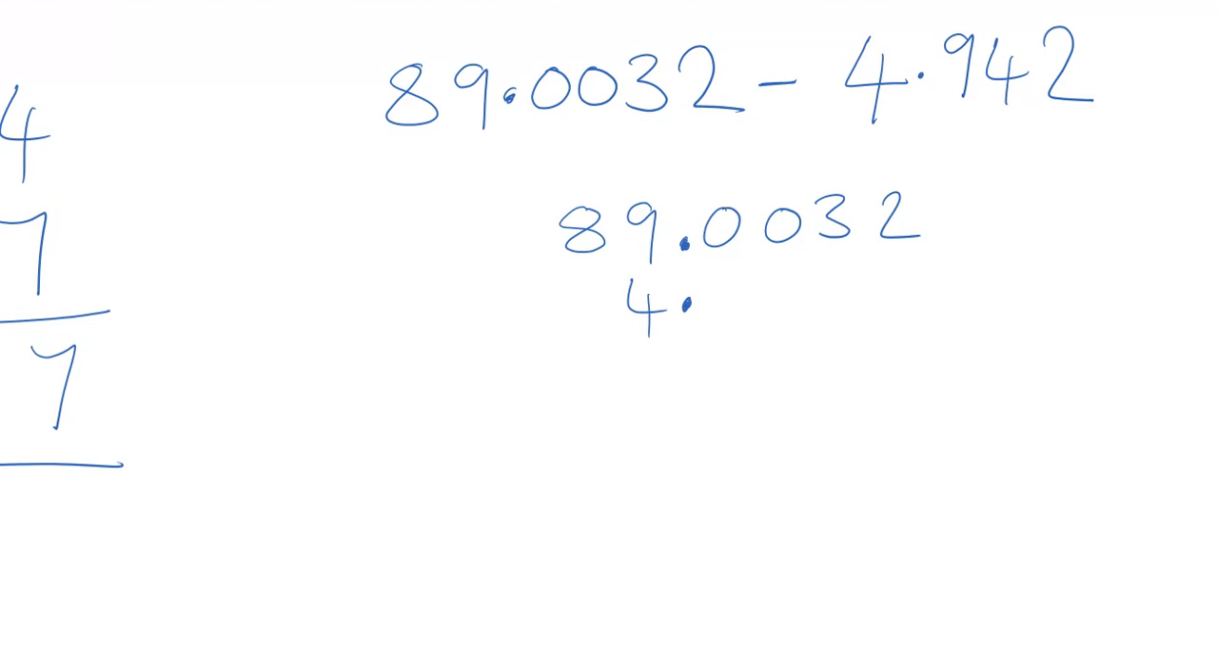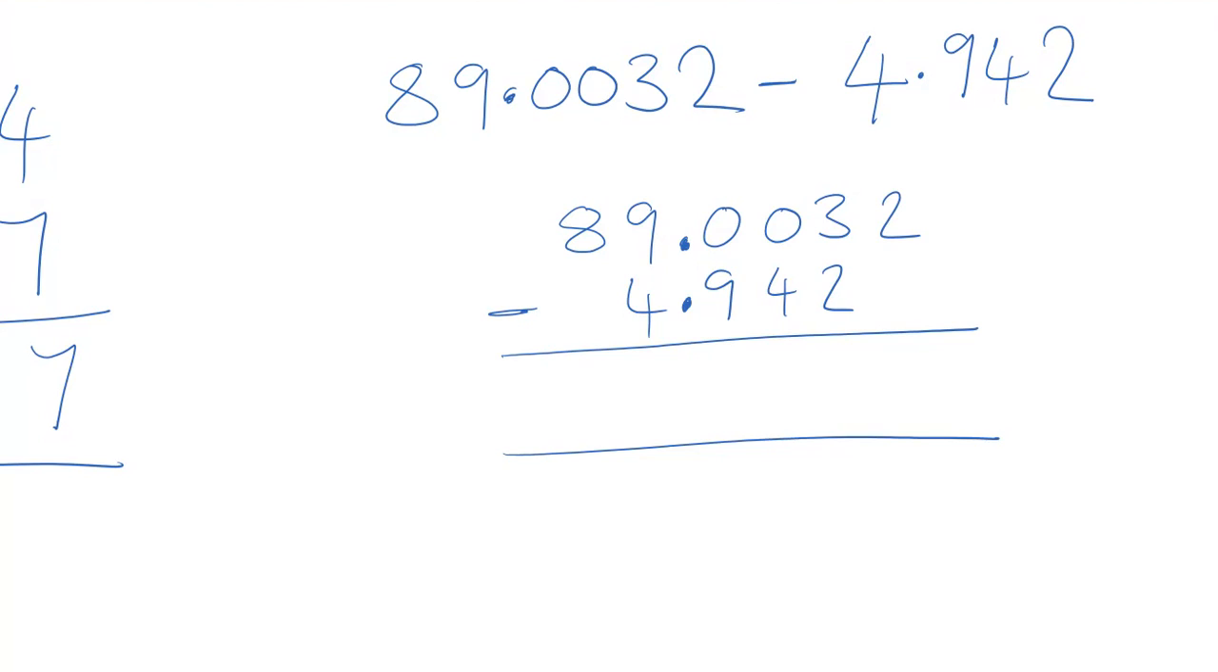So units are underneath units, tenths are underneath tenths, and so on and so on. Right, okay, so here is the setup done correctly. Let's see if we can work this out. So we're going to start off quite straightforward. From the right, 2 take away nothing at all is going to leave us with a 2. 3 take away 2, that's easy as well. That's just going to be 1.